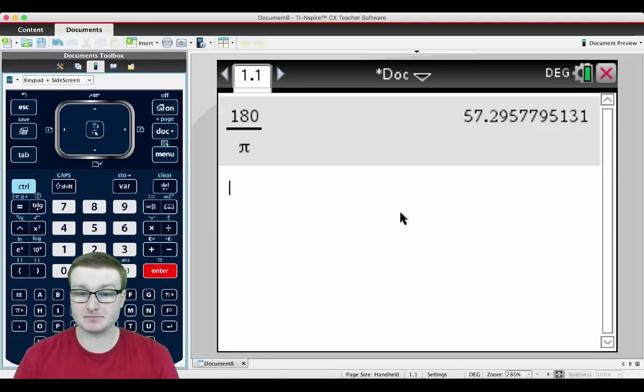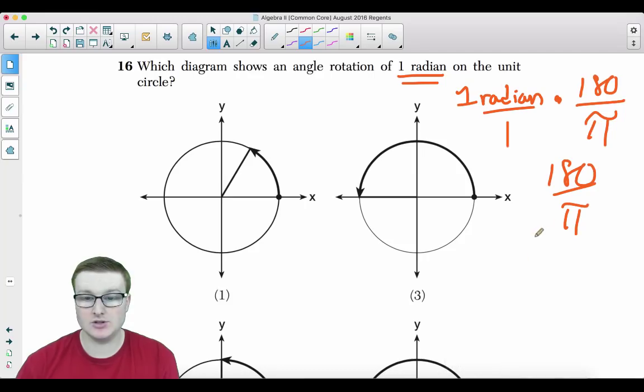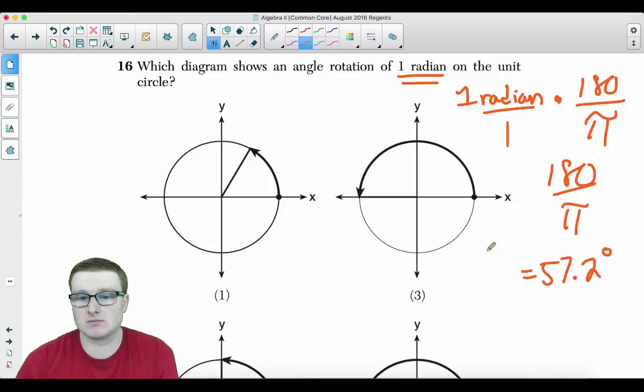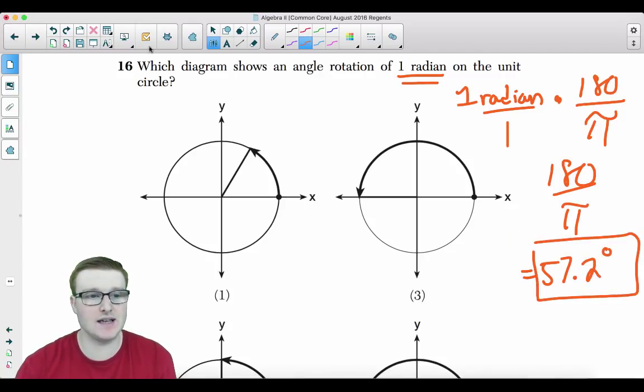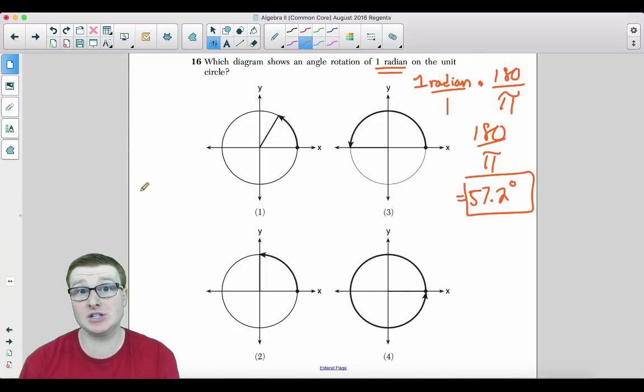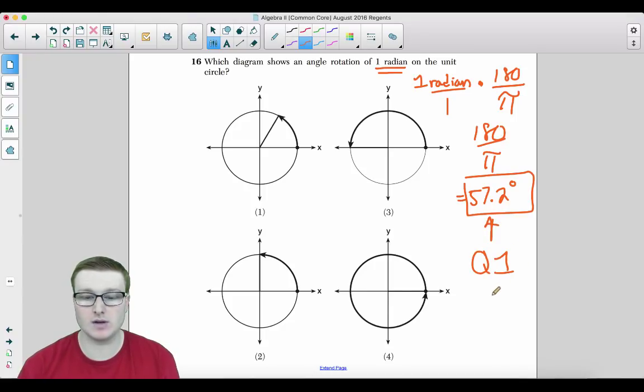And you get 57.29. So your answer is 57.2 degrees. Okay, so we're looking for the graph that shows 57.2 degrees. Remember that there are 360 degrees in a circle. So 57.2 degrees terminates in quadrant I. I should really write a Roman numeral. It terminates in quadrant 1.